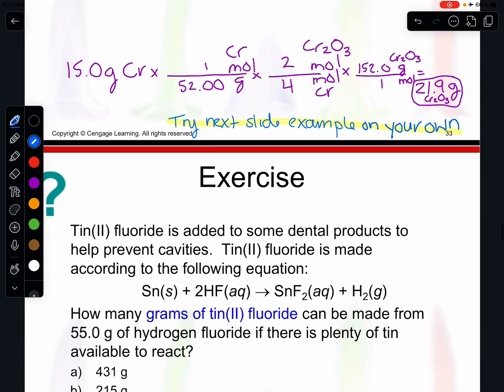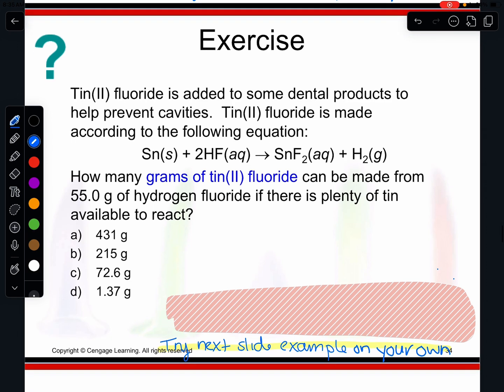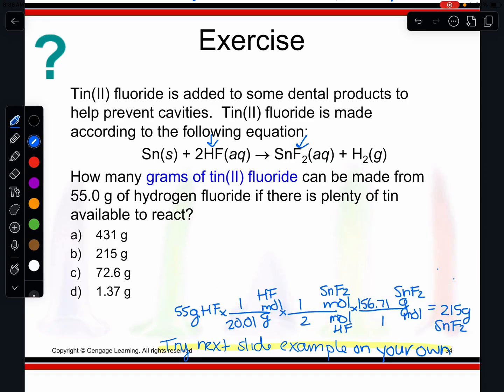Okay, so we're going to go ahead. Again, there's another example here on the next slide. Go ahead and try this one on your own. This is actually multiple choice here. So we have a balanced equation. Again, on a test, you'd probably have to predict the products and balance yourself, and then you can go ahead and use your balanced equation to do this. It's asking for grams of the tin fluoride, which is right here, and you're starting with the hydrogen fluoride. Okay, so go ahead and try that. And the answer I got was 215, so my answer I got was B.